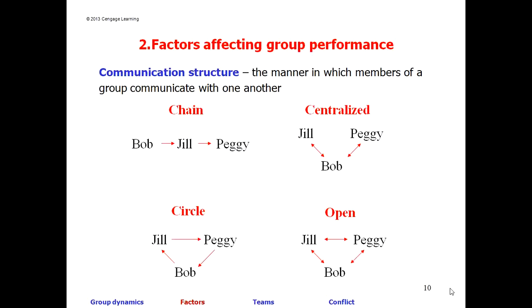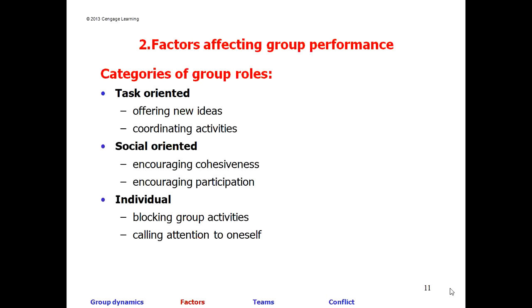And the second factor affecting performance is communication. This is also very important for any group. The manner in which members of a group communicate with one another is chain, centralized, circle, or open communication. You can see how they react to one another, as the arrow marks indicate the kind of communication between three of them in the form of a chain, centralized, open, or a circle kind of communication.